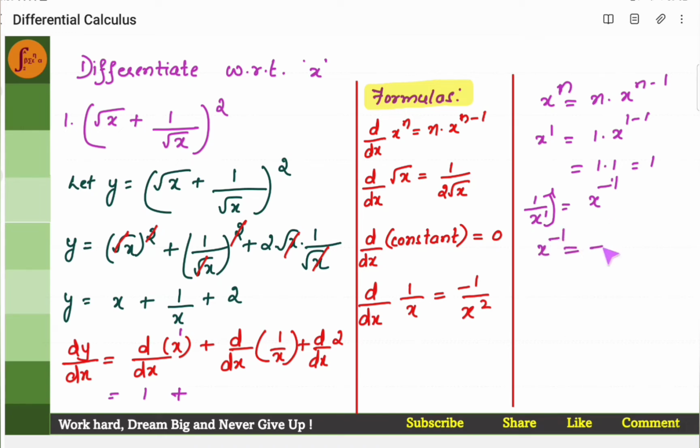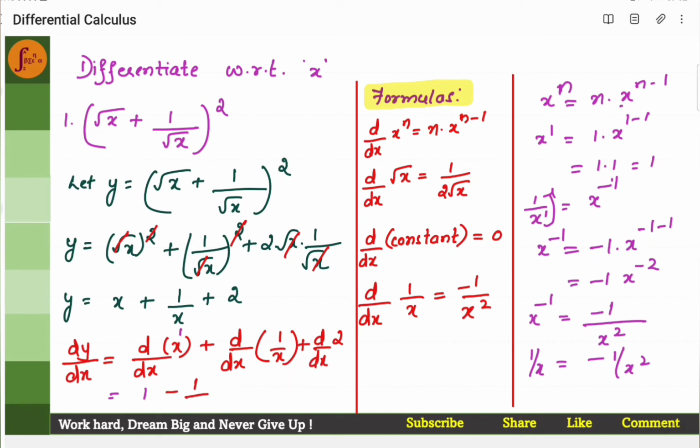What is the derivative of this? Minus 1, I'm using this formula. Minus 1 into x to the power, n is minus 1, so minus 1 minus 1. So this will be minus 1 into x to the power minus 2. So x to the power minus 2, I can get it down, so it will become x square. When I get it down, minus 2 will become plus 2. So the derivative of x to the power minus 1, or 1 by x, is minus 1 by x square. So either you can learn this by heart, or you can use the same formula and get this. So this is minus 1 by x square.